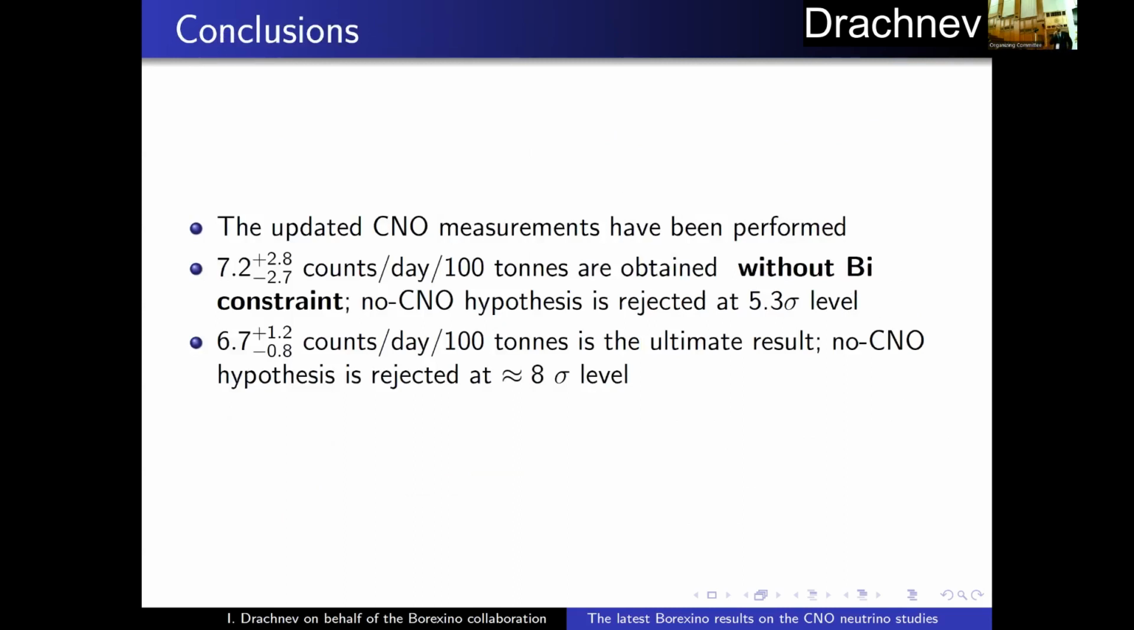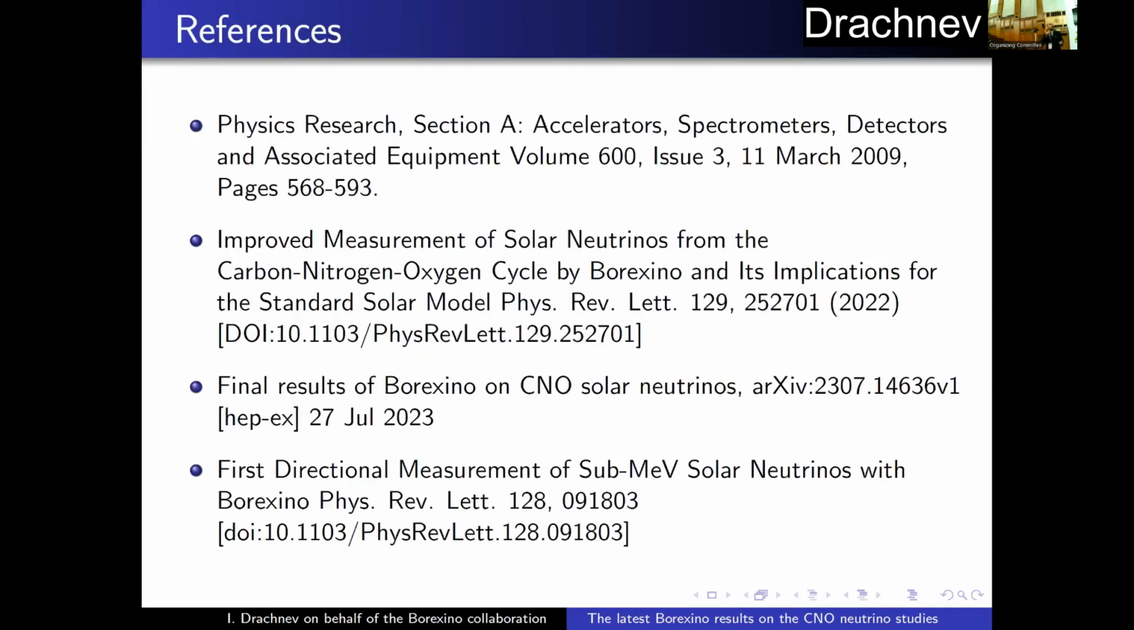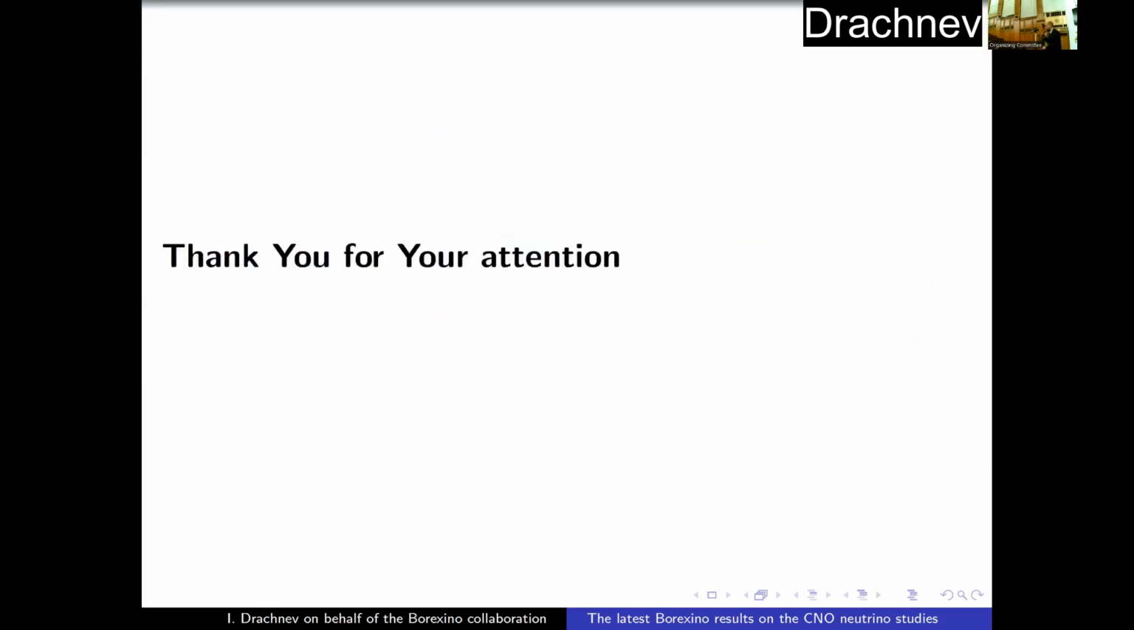Now we have a measurement without bismuth constraint, and actually without spectrum. And we have reached more or less, as for the Borexino, the maximum sensitivity for the CNO. It can be maybe enlarged a little bit more, but these are already very small numbers. Probably this will be the best measurement of the CNO by Borexino since the detector is no longer existing. Well, just a list of references, and well, thank you for your attention.